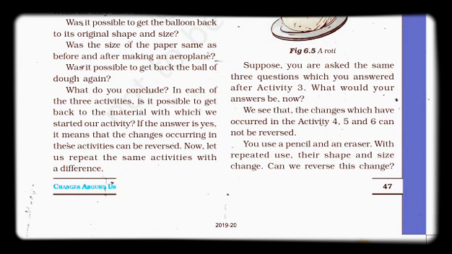We see that the changes which have occurred in activities 4, 5 and 6 cannot be reversed. You use a pencil and an eraser with repeated use. Their shape and size change. Can we reverse this change?